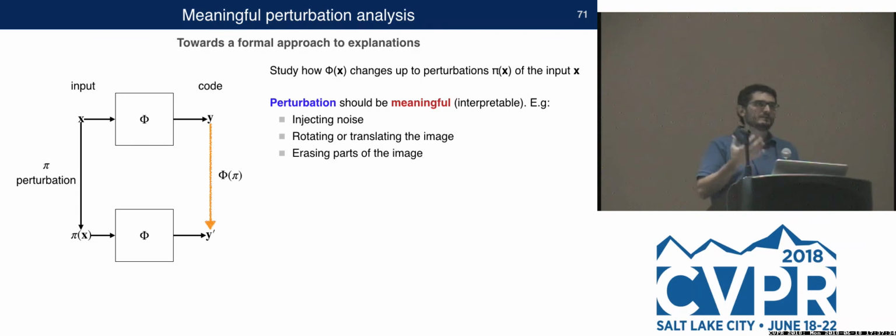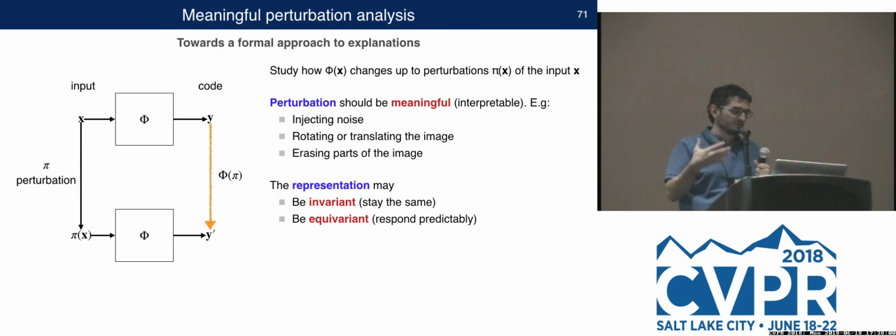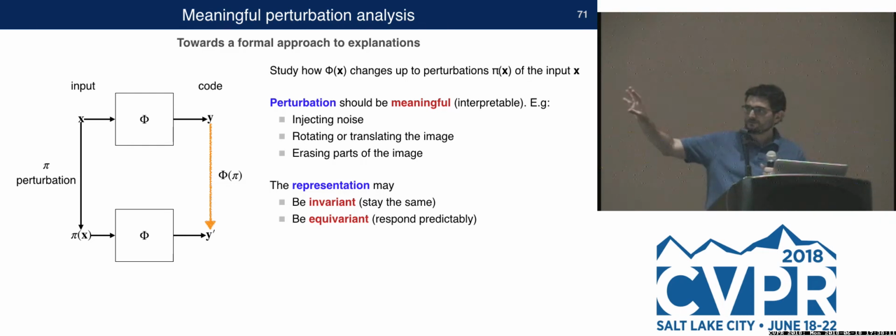What I mean by meaningful is interpretable, because from that, we're going to get some insight about the behavior or the properties of the network. For example, the perturbation could be injecting noise, similar to saliency. I could rotate or translate the image or scale it, or I could erase part of the image. Then I'm going to look at the effect of these changes in the input image onto my output code. The representation, the code which is being computed, can either be invariant, because it's insensitive to that change, or it could be equivariant. That means it's going to change in a way which is predictable with your input transformation. For example, if you rotate the input image, maybe that corresponds to doing something very specific to your output code.